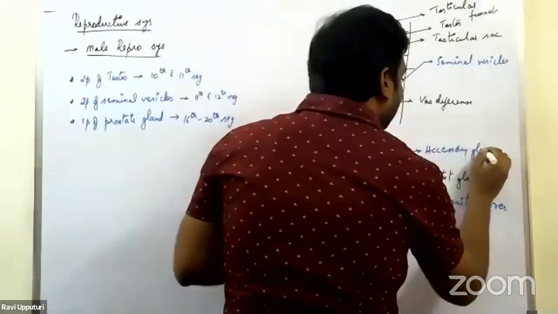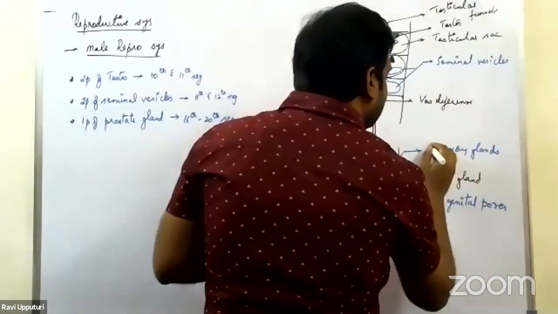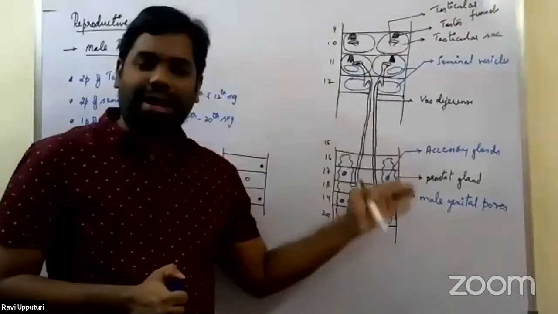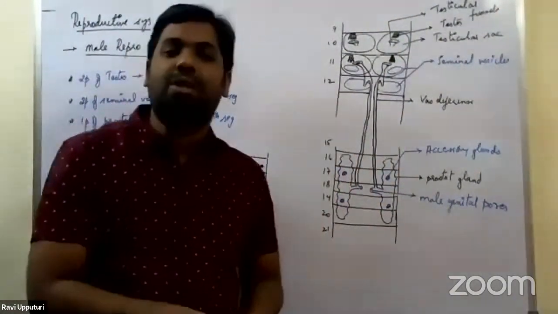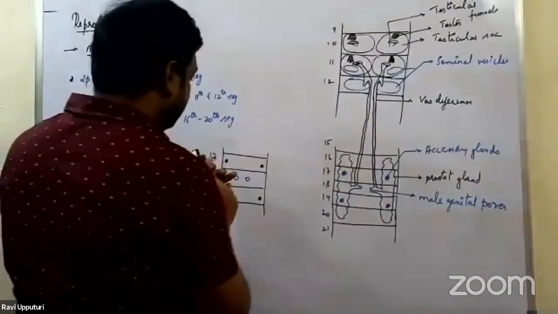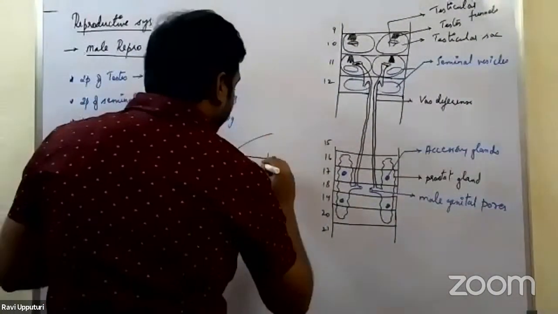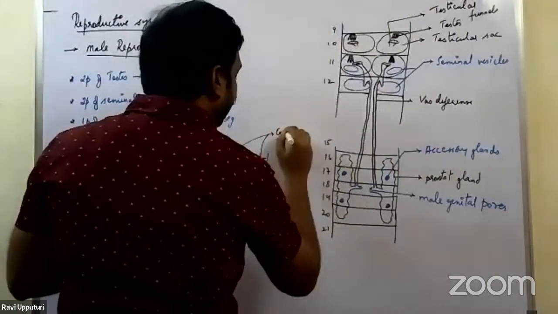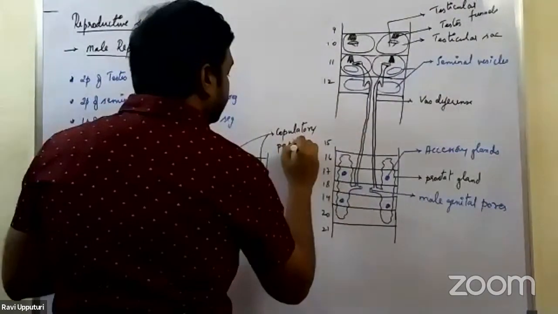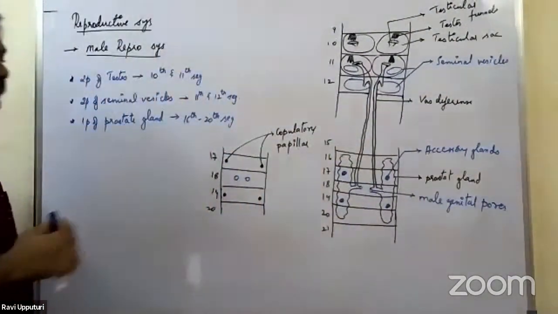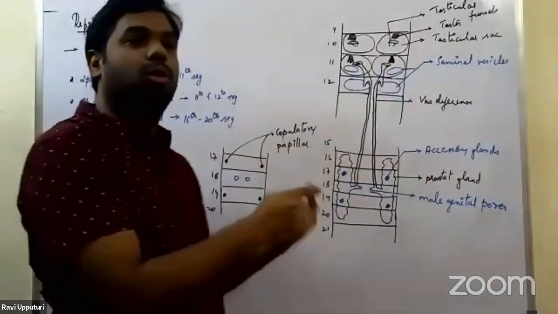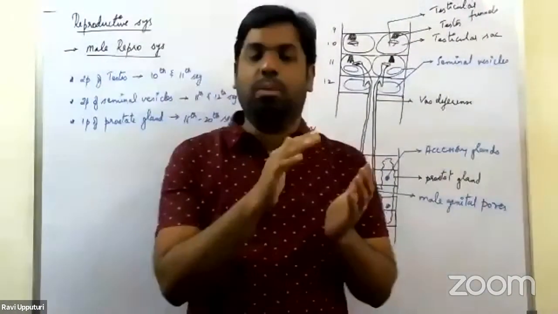They are called accessory glands. These accessory glands have numerous ducts which arise, and all of those ducts open up into something called the copulatory papillae. I told you that these structures present towards the outer side we started calling the copulatory papillae. These copulatory papillae play a very important role during the process of mating or copulation.